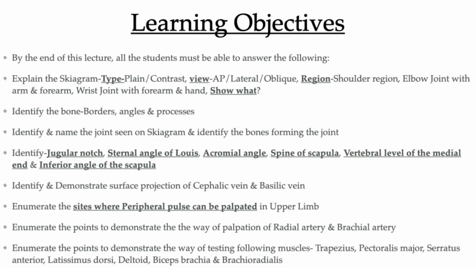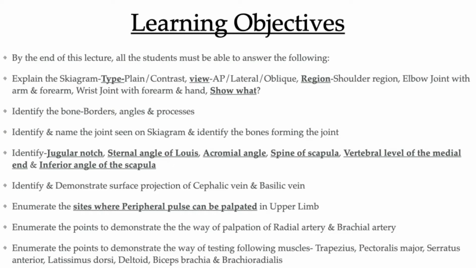The learning objectives of this session will be that by the end of the session, all of you must be able to explain the radiogram in terms of type of radiogram, which means either plain or contrast, view, which means AP view, PA view, lateral view, or oblique view, region. In this session, we will talk about shoulder region, elbow joint with arm and forearm, wrist joint with forearm and hand, and explain what the radiogram shows.